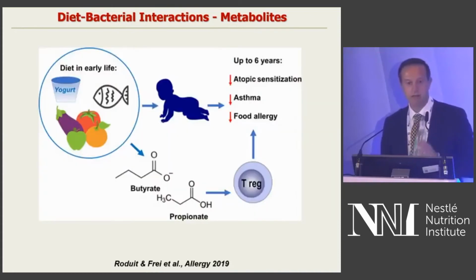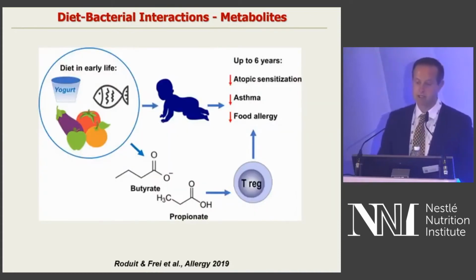And with Caroline and Remo, we have recently published our results on 1-year-old children looking at short-chain fatty acids early in life and the risk of allergy and asthma later in life. And I'm not going to go through all the data this morning. I'm just going to show the graphical abstract from the paper. But basically what we showed was that consumption of fruits and veg, so fibers, early in life are associated with a higher level of butyrate in 1-year-old children.